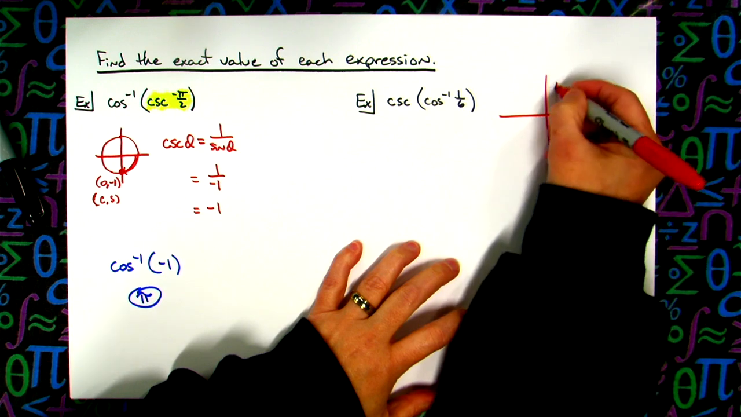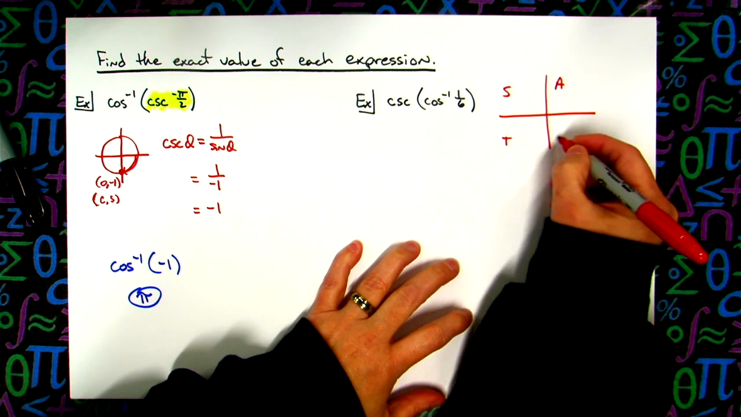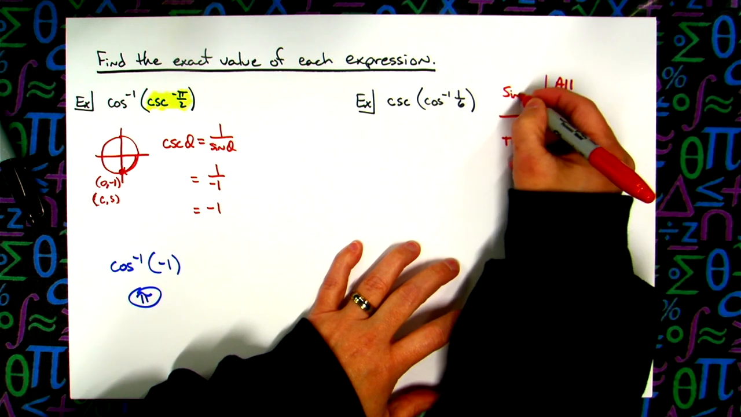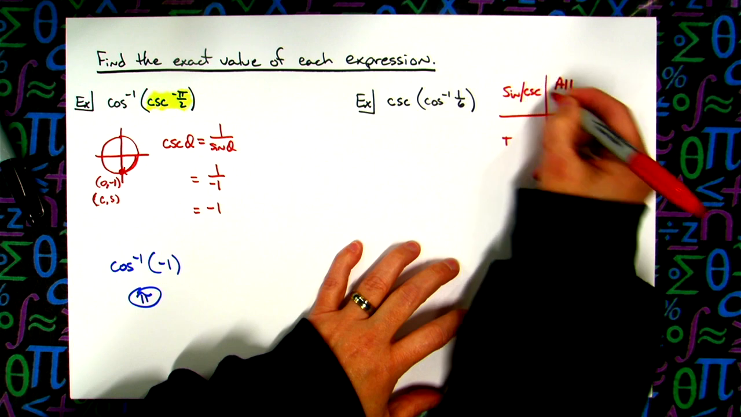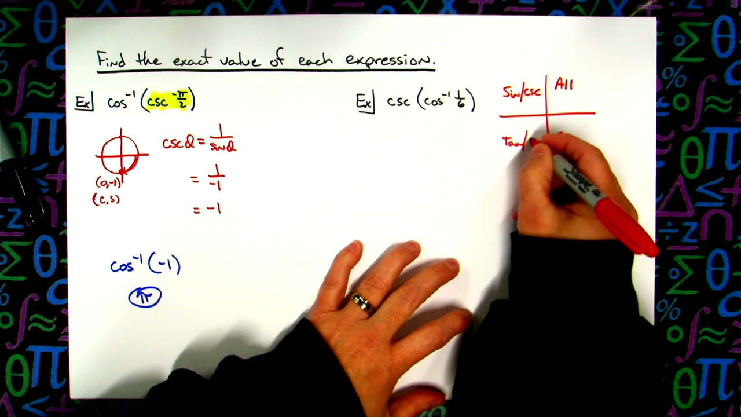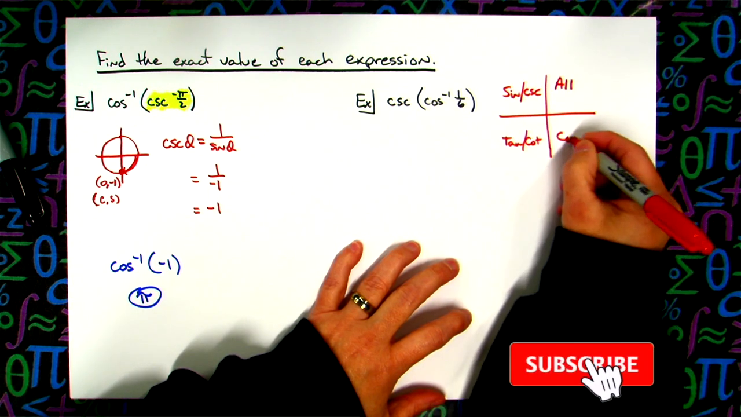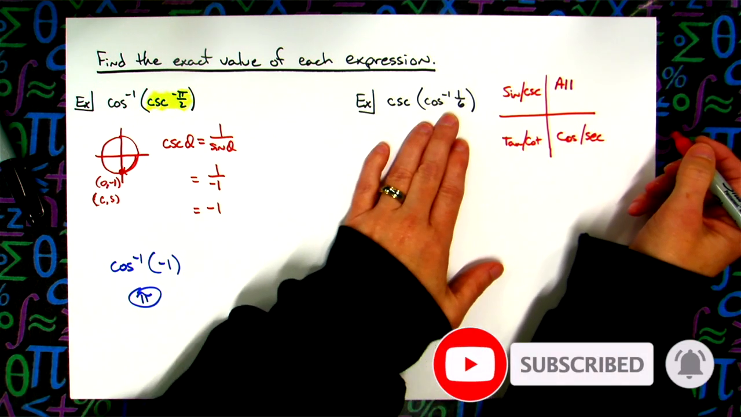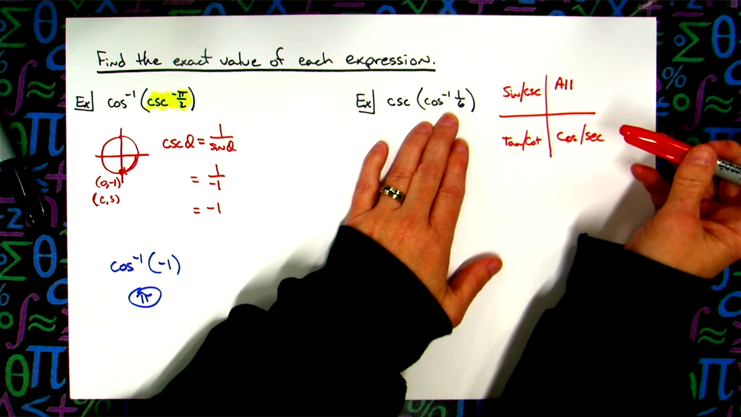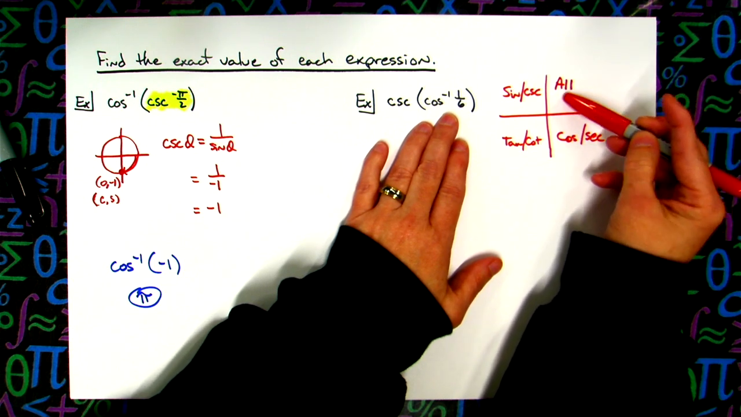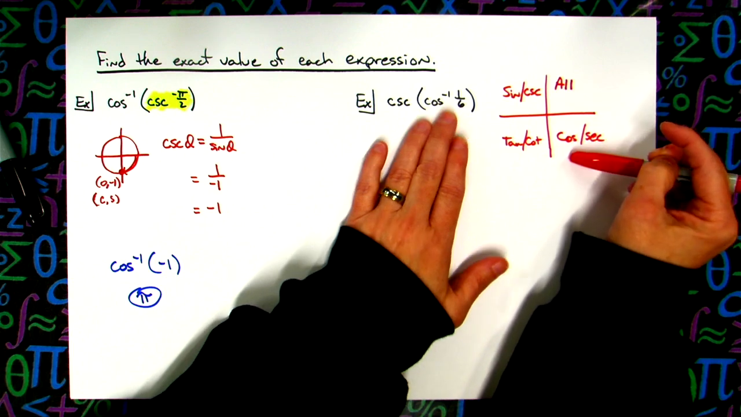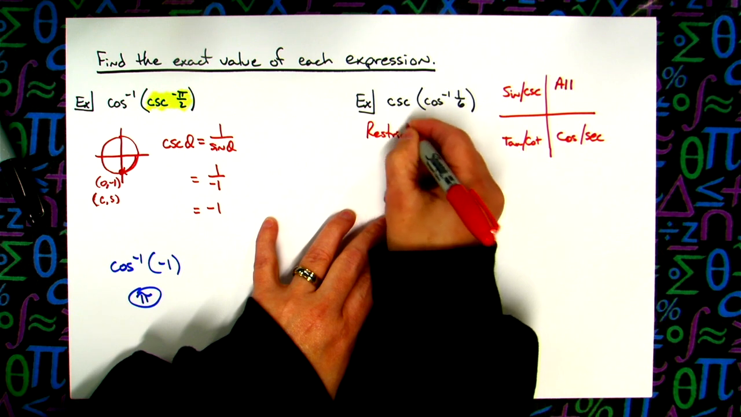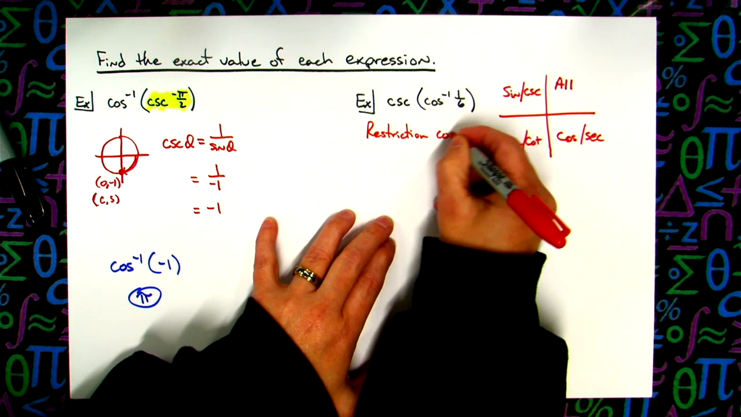If you remember, All Students Take Calculus, or however you want to remember this. All trig functions are positive here. Sine and cosecant are positive here. Tangent and cotangent are positive in this quadrant. Cosine and secant are positive in this one. I know my cosine value is going to be positive, which means I have options of these two, but then I have to remember my restriction on my inverse cosine function.